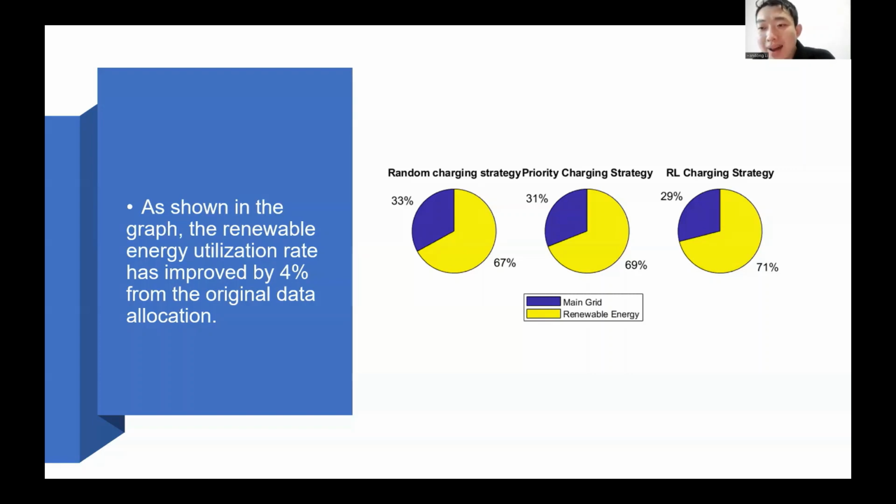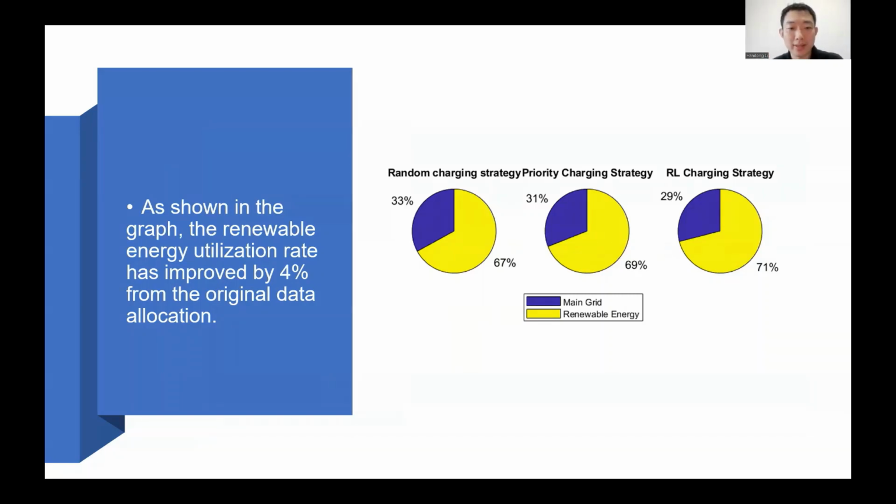We just want to match the renewable energies, so our agent will make a decision. We make a comparison between these three strategies. So our reinforcement learning will improve by 4% from the original data allocated.